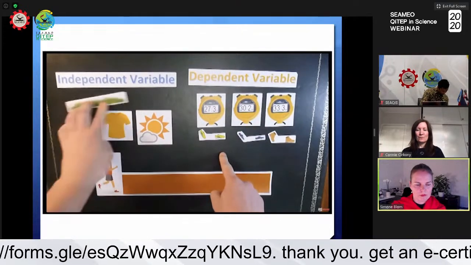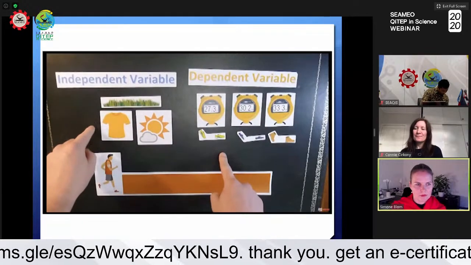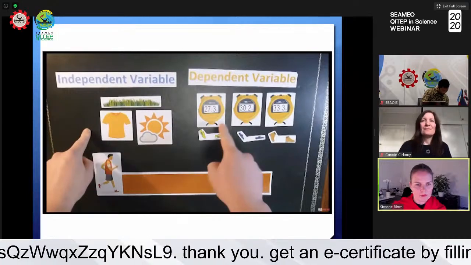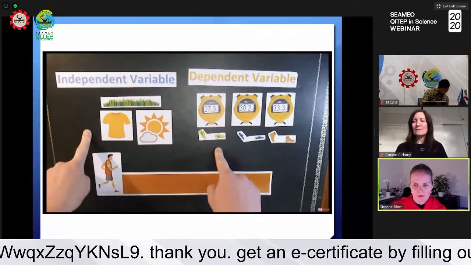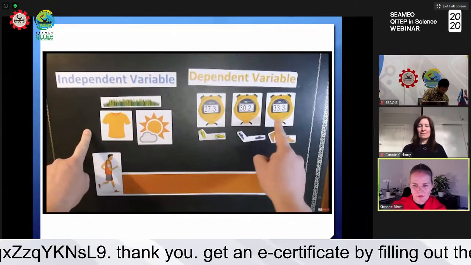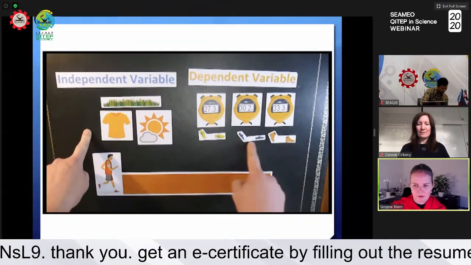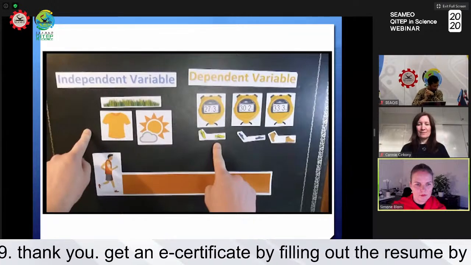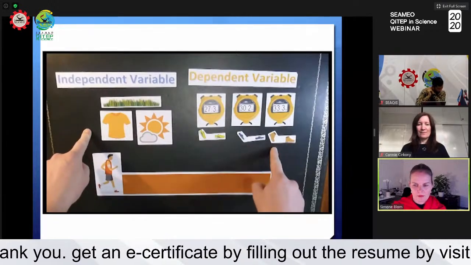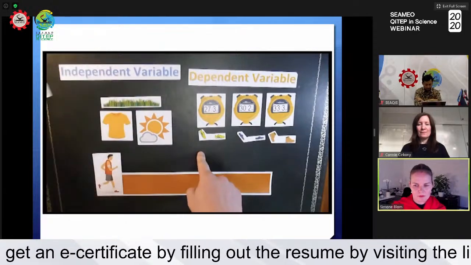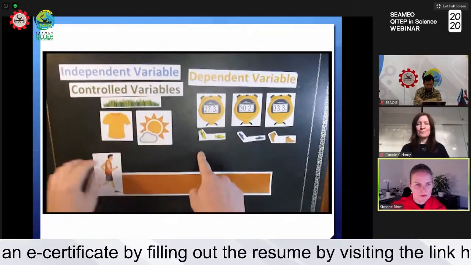Same with the surface. If he was running on concrete or wood or grass, we need to make sure that that was the same every time he ran this 100 meters so that any difference in time was mainly just due to the shoes that he was wearing. That's what we're trying to achieve, an accurate and fair comparison between the types of shoes. Because these are the things that we're trying to control in this experiment, we call them controlled variables.